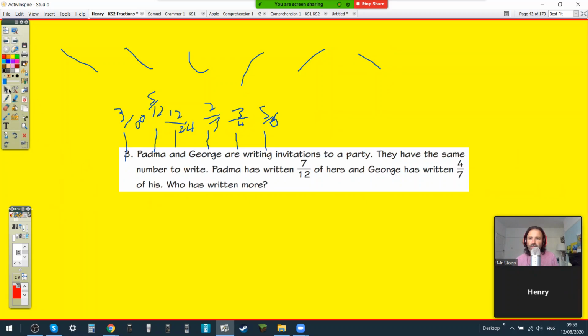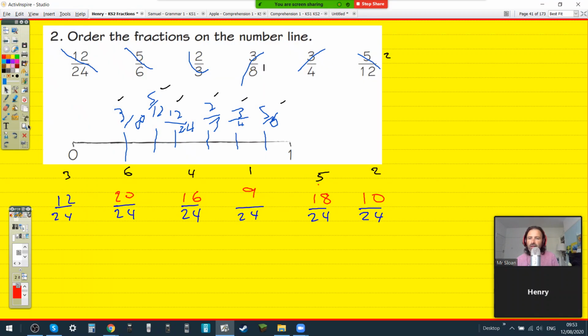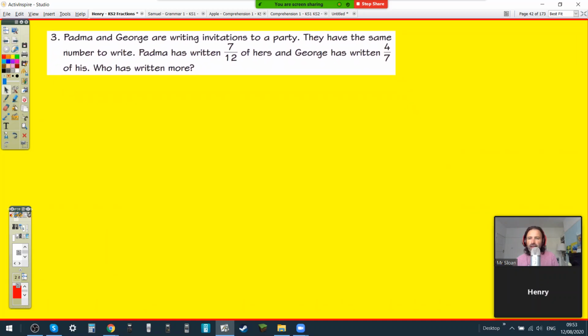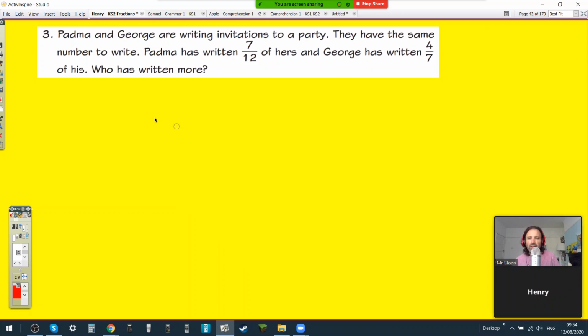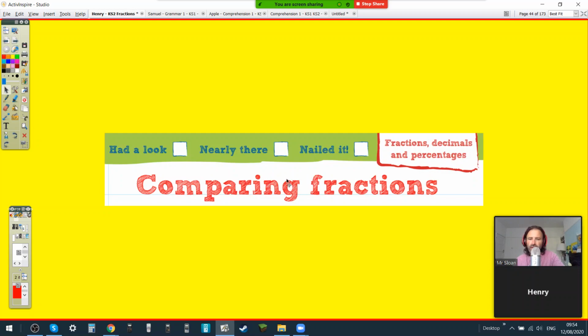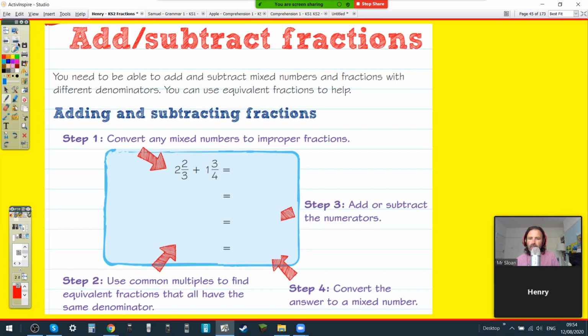And let's try this one. Let me just clear it. There you go. I think this one's okay. I think you're okay with that one. Looks very similar. I think that one's okay as well. So comparing fractions, what do you give yourself there? Nearly there, I would say, because it did kind of take a while, but I only got one wrong. Okay.